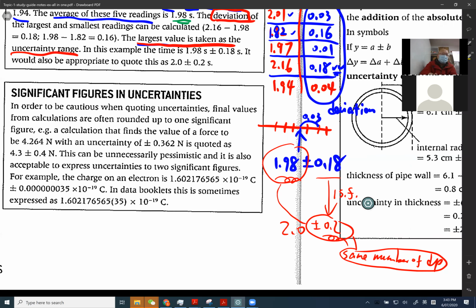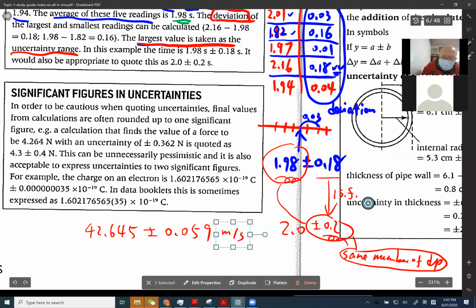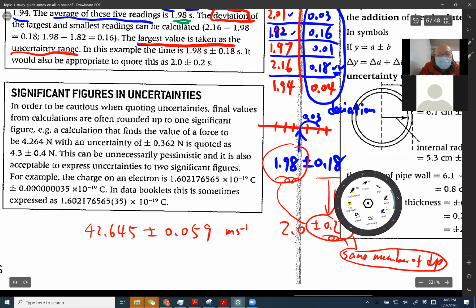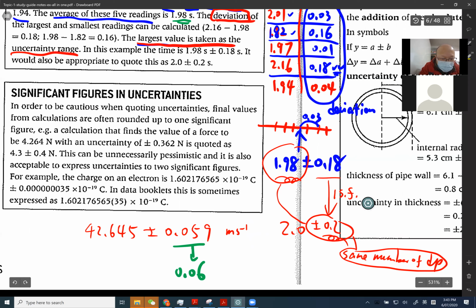Yes. For example, if we have another average, 42.645 plus minus 0.059 meter per second. Okay, we run the second part first to 1 SF. But the previous one, same number of DP. 2. You run the first one, step 1, step 2. Okay.